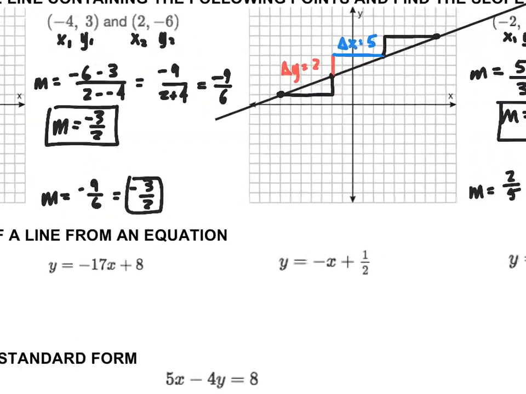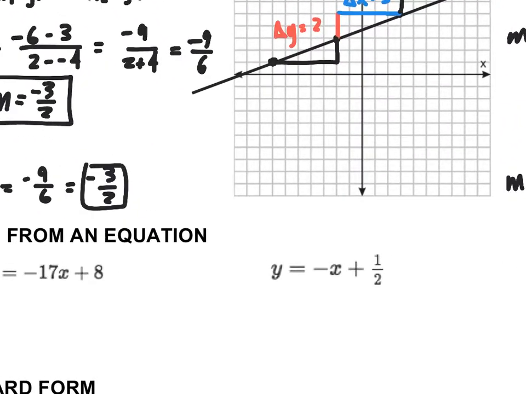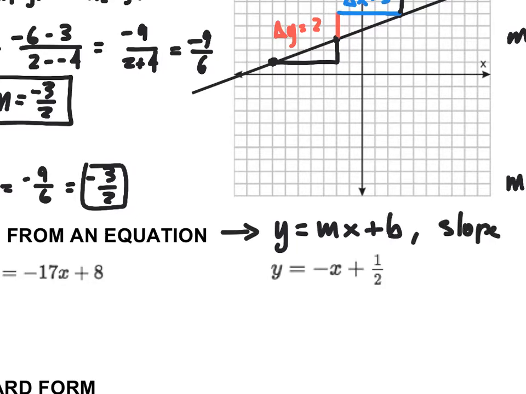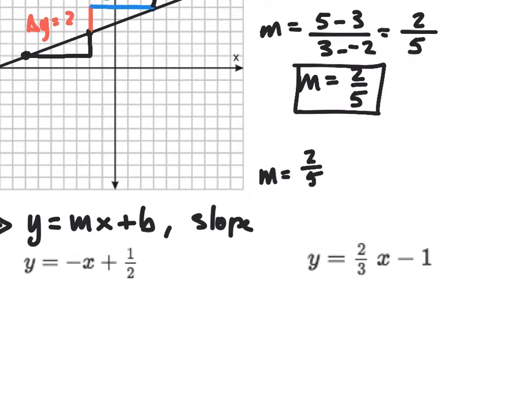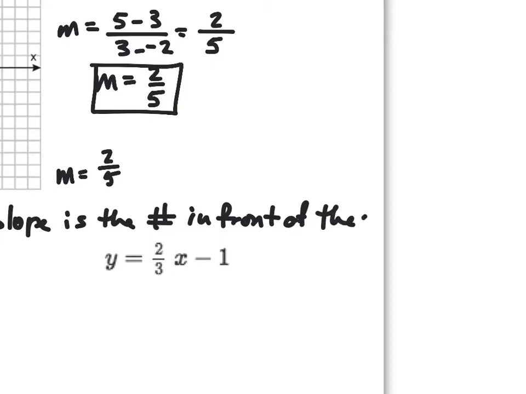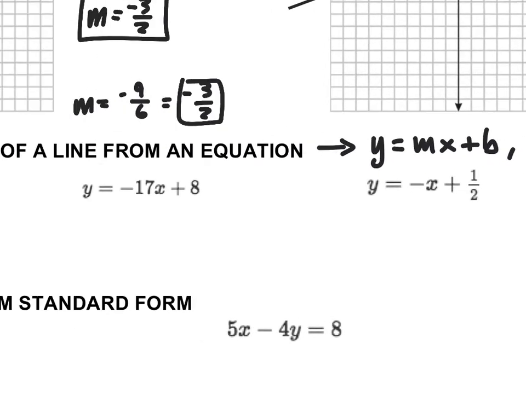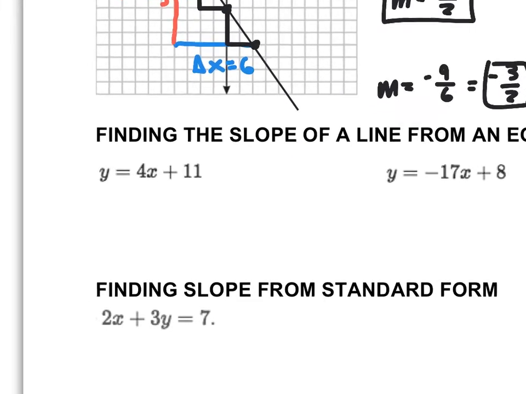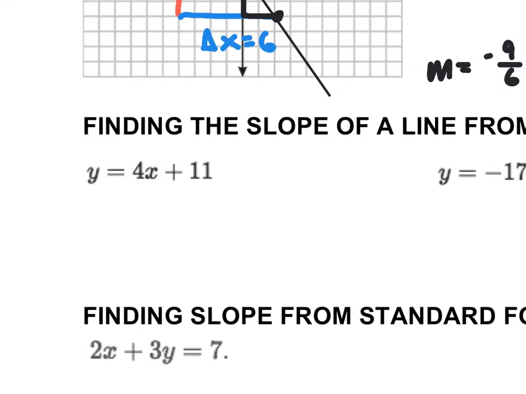So for all of these equations, what I'm looking for is the form y equals mx plus b. Okay, and what this means is that the slope is the number in front of the x. And that's always going to be the case. So what I want to do, looking at all these different equations, is identify the slope from each equation.